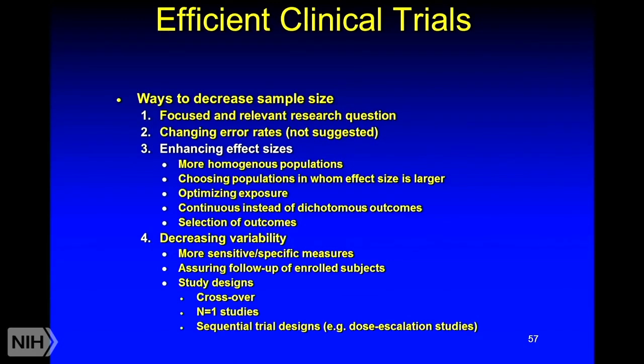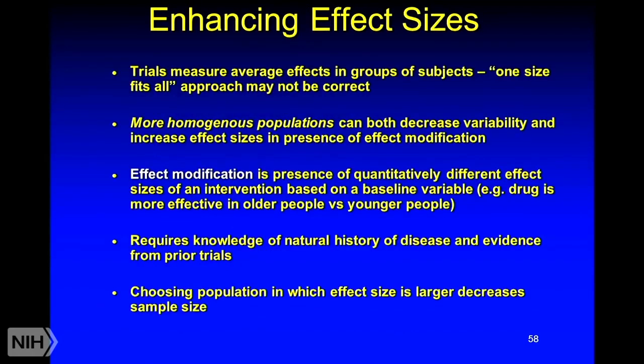The next thing you can try to do is enhance the effect sizes. Now, you can't make a drug more effective than it is, or hand washing more effective than it is. So what can you do that would actually allow you to legitimately increase effect size? The first thing we talked about is actually try to come up with more homogeneous populations, because that will decrease the variability. You can also try to look for what's called effect modification.